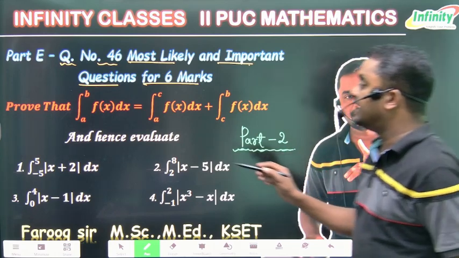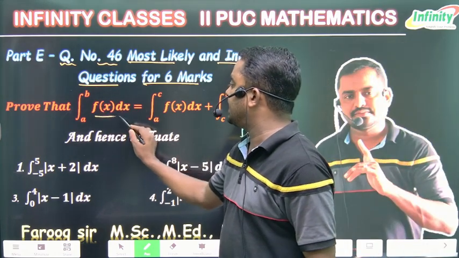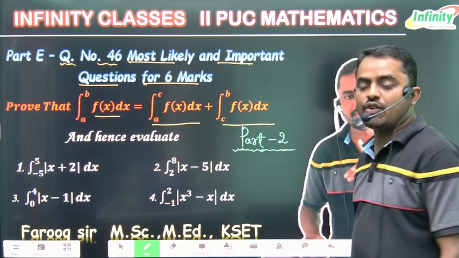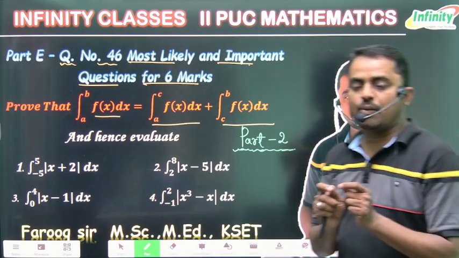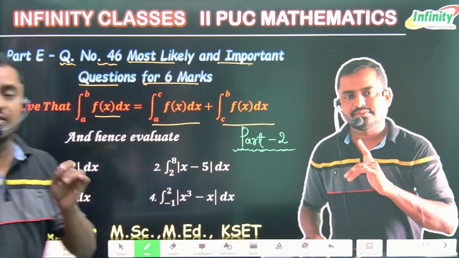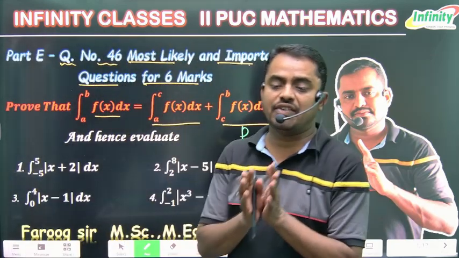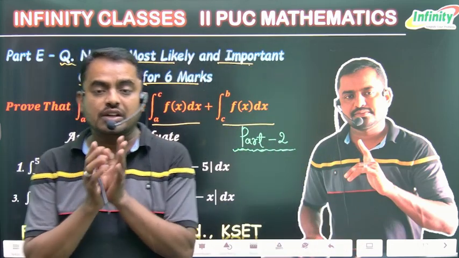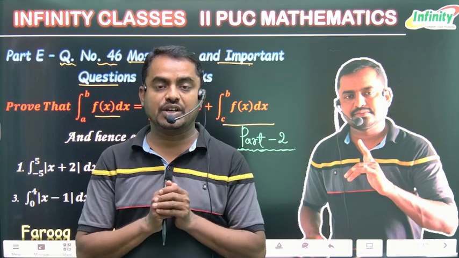Prove that integration of a to b f of x dx is equal to integration of a to c f of x dx plus c to b f of x dx. Proof and problem: any one problem out of these 4 problems will be asked. Maybe in total we have 5 standard properties of definite integral. Out of the 5 properties, one will be definite for your annual exam.